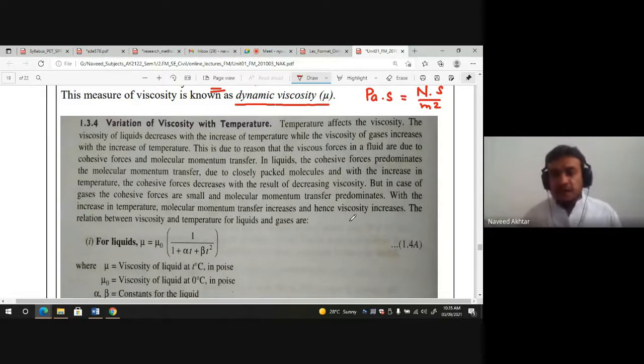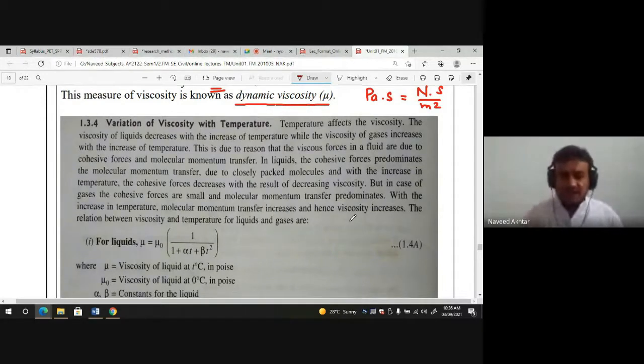But in case of gases, the cohesive forces are small, right? And there is large molecular momentum, or there is no such cohesion between the molecules of the gases. So the cohesive forces are small and molecular momentum transfer is predominant. With the increase in temperature, molecular momentum transfer increases and the viscosity increases in case of gas. The more we heat it, the more the gas expands. Then the molecular momentum transfer increases, and hence viscosity increases.